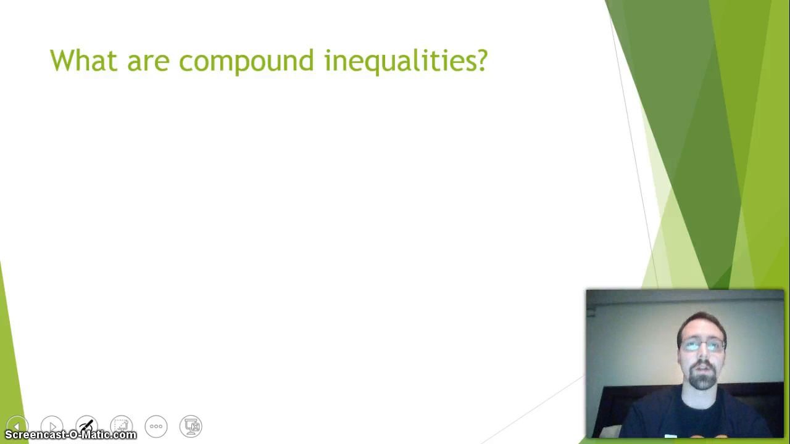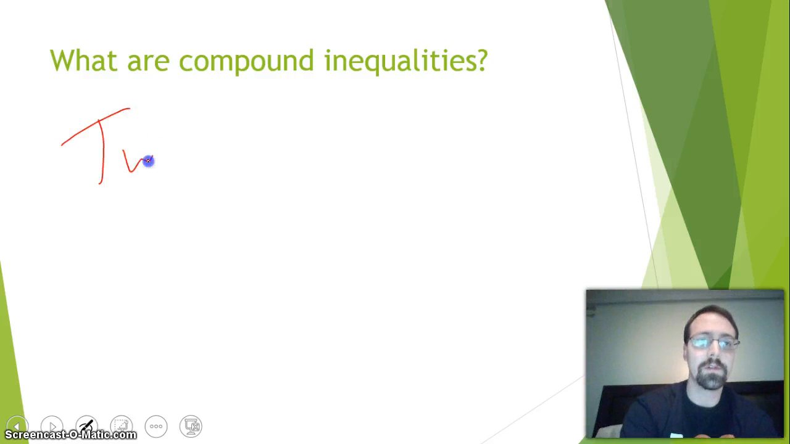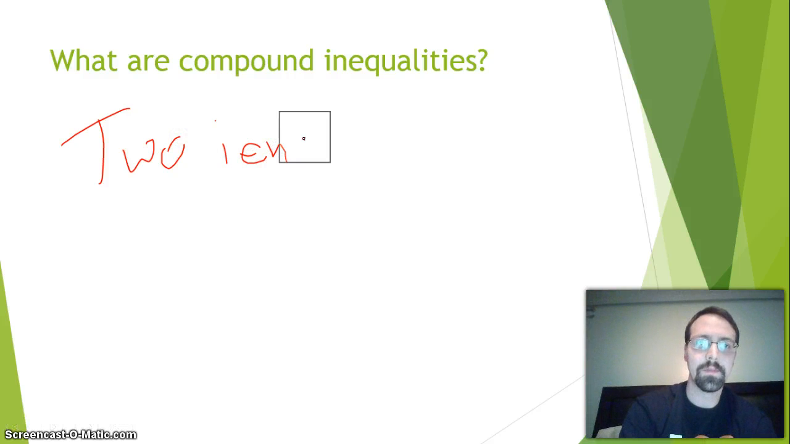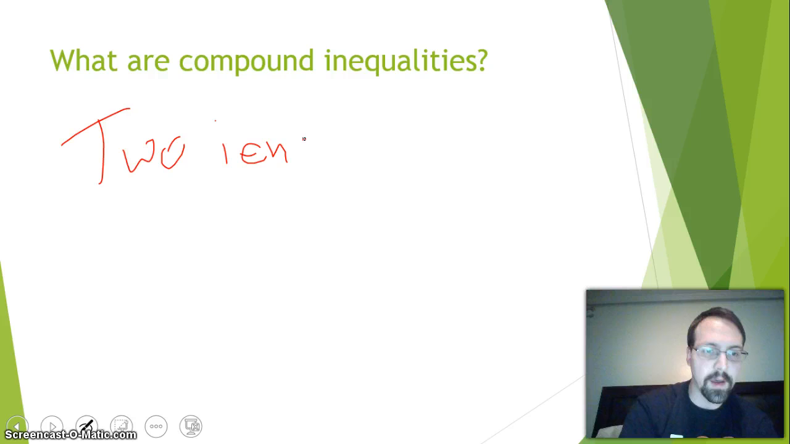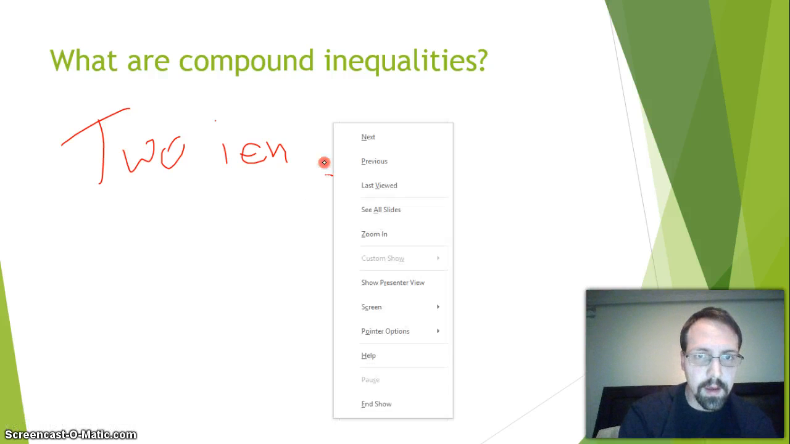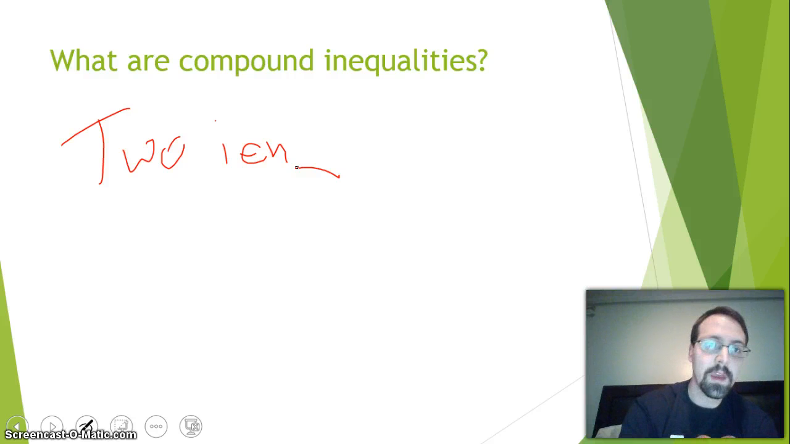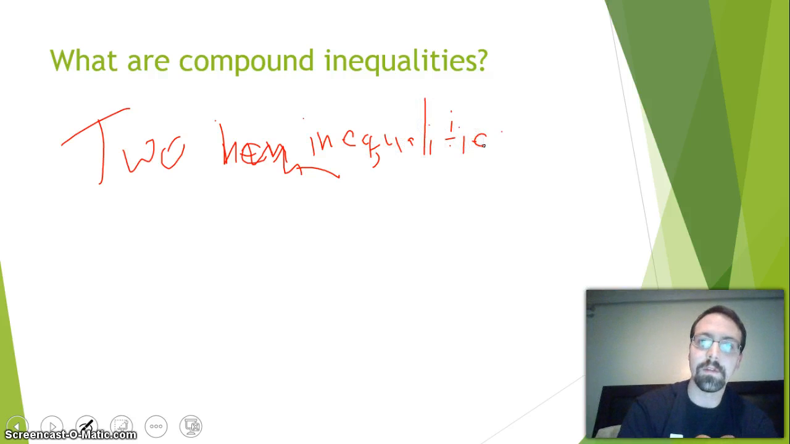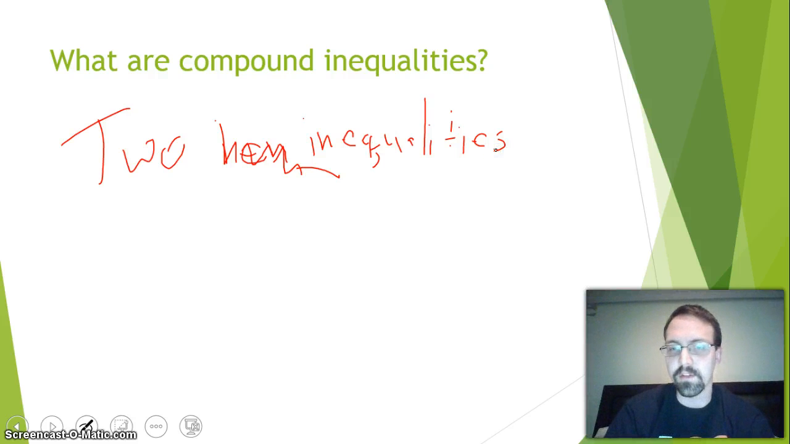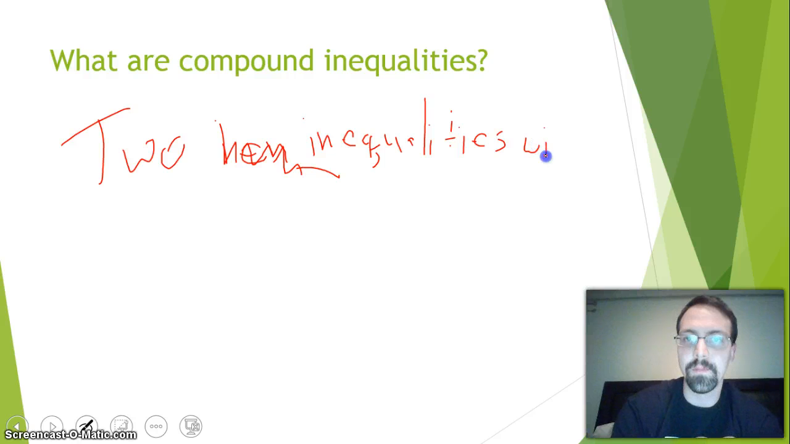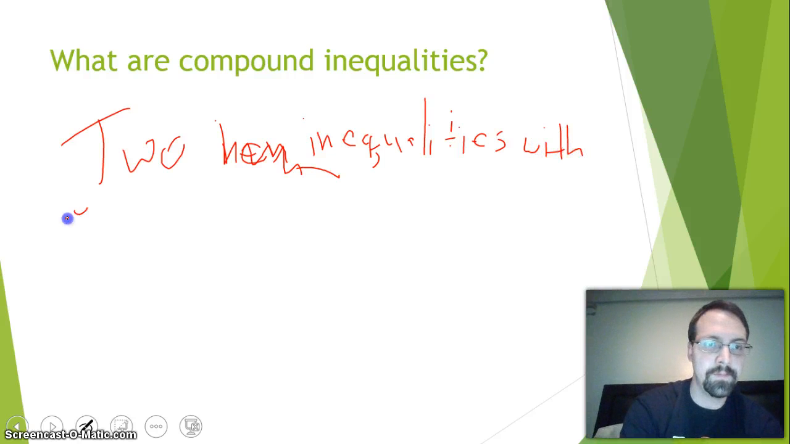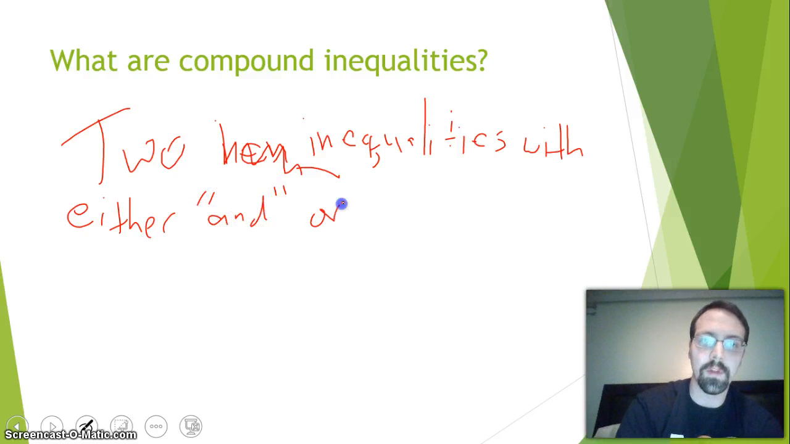So what are compound inequalities? Well, compound inequalities are basically two inequalities. Man, Mr. Brummond does not know how to spell. Sorry about this. I don't know what's going on with my pen. I'll just try using my finger. Two inequalities with either the word and or the word or.